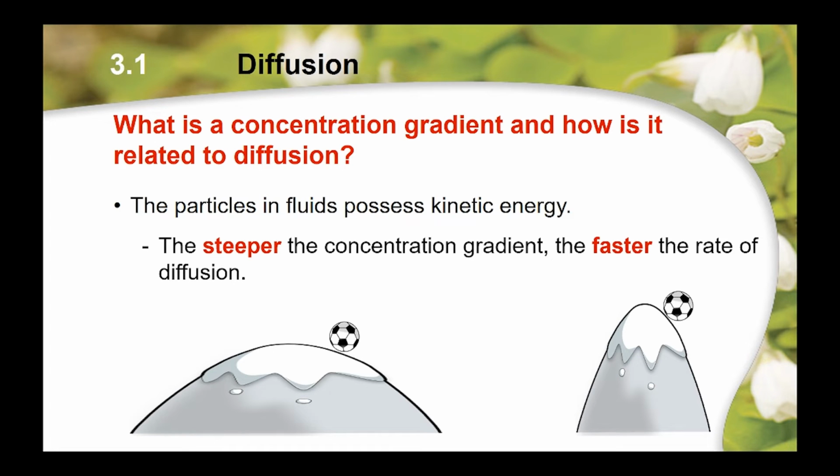If you think about it for a second, the one with the steepest slope, steepest gradient, will actually result in a faster diffusion, or rather, a faster rate of the ball rolling down. Whereas the one with a more gentle or a smaller difference in terms of the concentration will have the ball rolling down slower. Now this means that the steeper the concentration gradient, the faster diffusion will be.